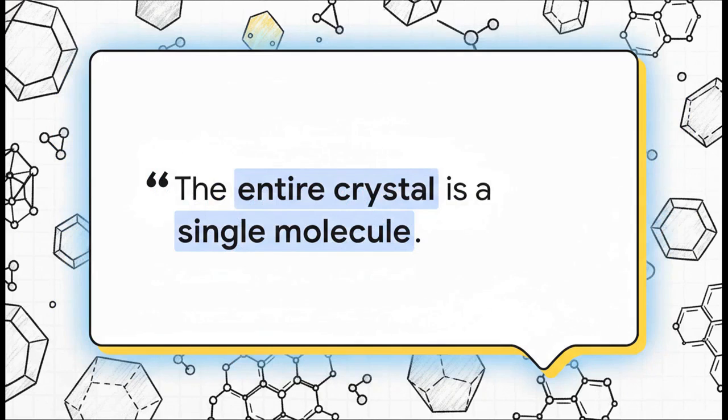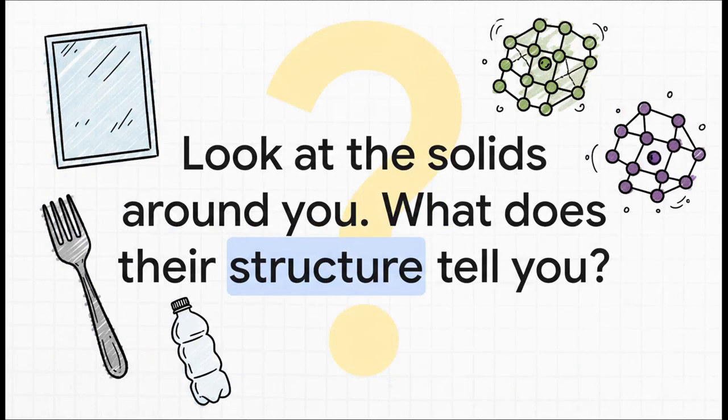There's this one idea about covalent network solids that I think is so powerful. The entire crystal is a single molecule. Just think about that. That one sentence perfectly captures just how interconnected and strong this structure really is. It's not just a collection of particles, it's one massive unified thing. So the next time you look at a glass window, a metal fork, or a plastic bottle, you'll know the secret story that's being told at the atomic level. Is it a story of perfect order? Or is it one of frozen chaos? Their secret is their structure, and now you know how to read it.